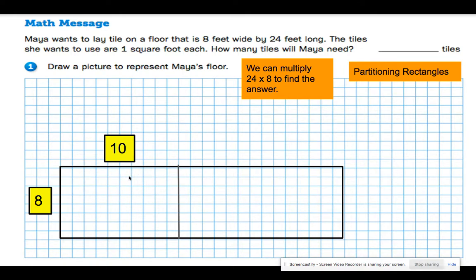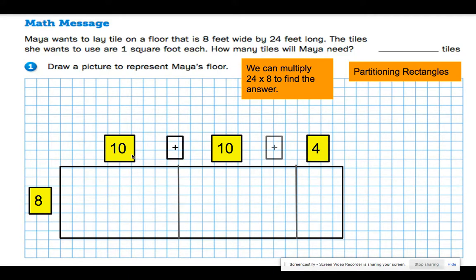So I have an 8 by 10 section here, and I have another 8 by 10 section here. And that leaves me here with an 8 by 4 section, right? Because when I add 10 plus 10 plus 4, that gives me 24 feet, which is how long our section of flooring is. So it's 8 by 24. But I partitioned this rectangle into manageable pieces.